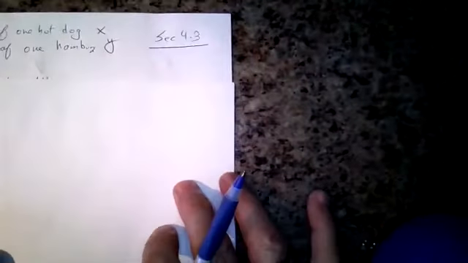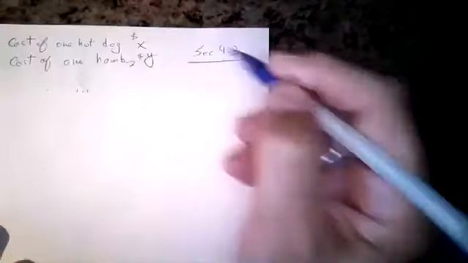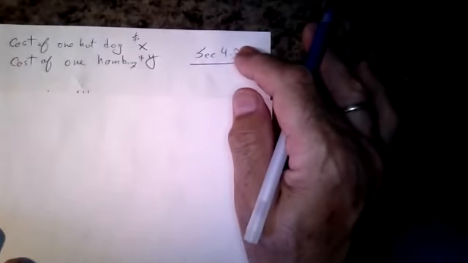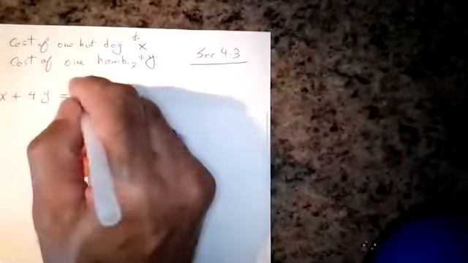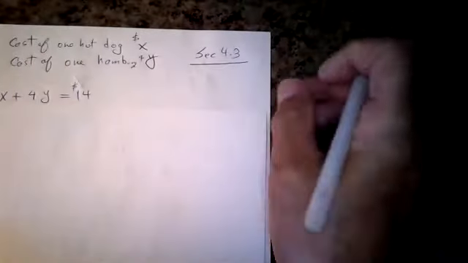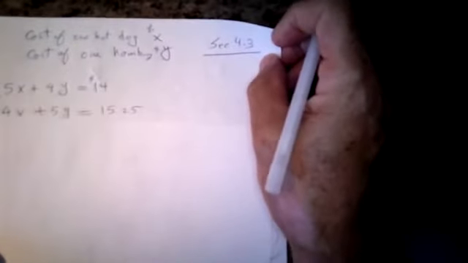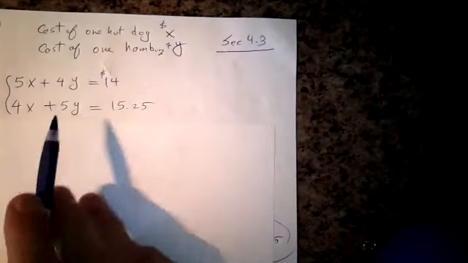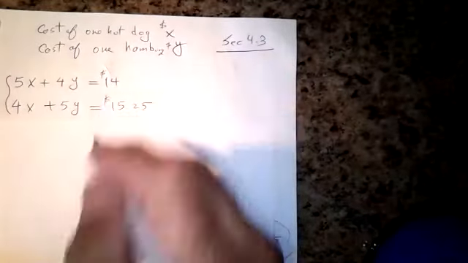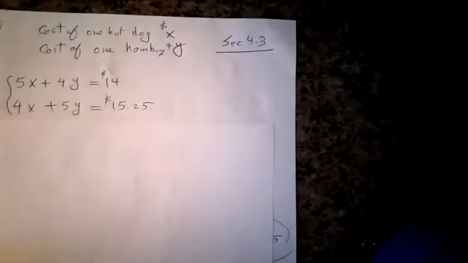Okay, so here, look. Cost of 1 hot dog is X dollars, and that is Y dollars for a hamburger, right? We don't know what they are. But you buy 5 hot dogs and 4 hamburgers, and that costs $14, okay? That's one equation. Second equation, we buy 4 hot dogs and 5 hamburgers, and that costs $15.25. So these are your equations.